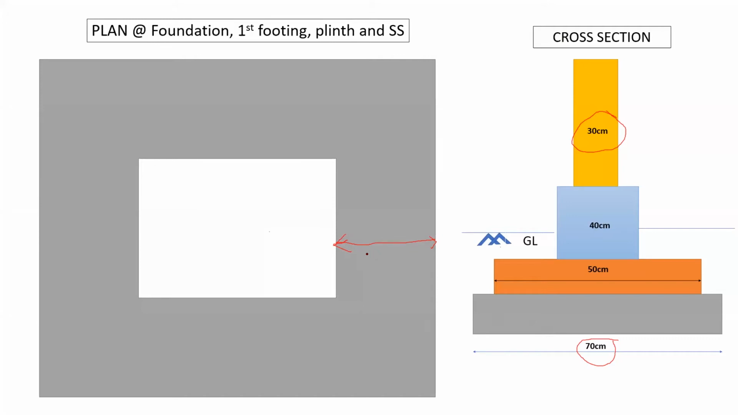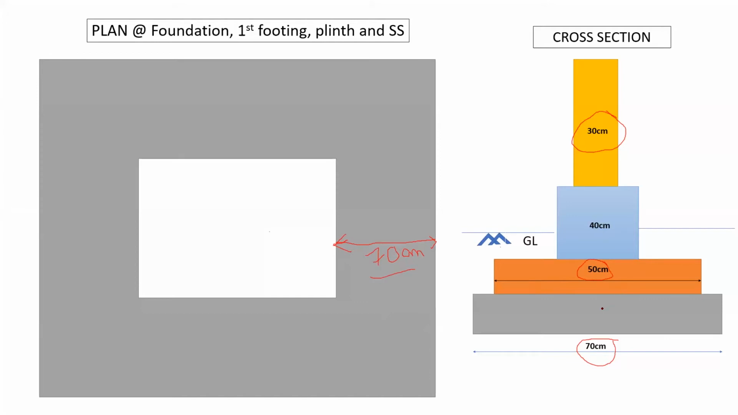So here it is 70 or 0.7 meters, 70 centimeters. What you should understand is this is the maximum width that can be provided after earthwork excavation is completed. So 70 centimeters or 0.7 meters is what we can give after earthwork excavation. Soon after earthwork excavation, the second one is the first footing.